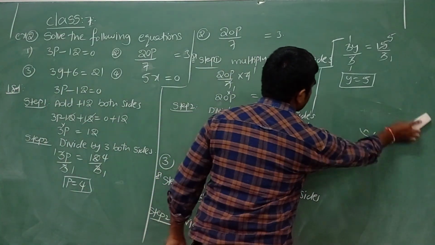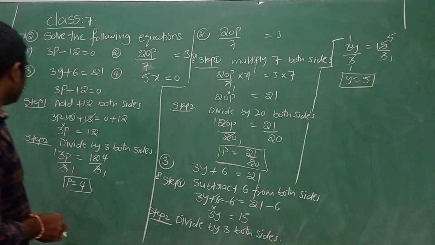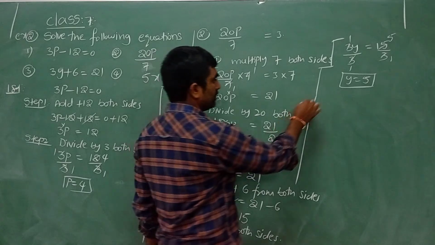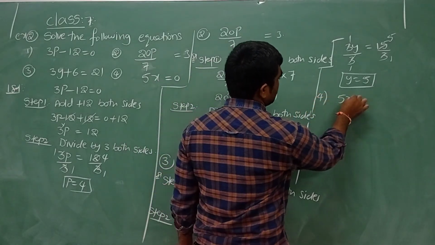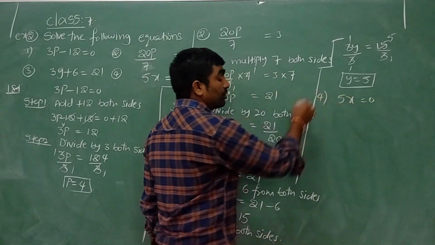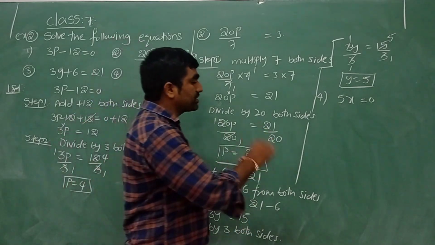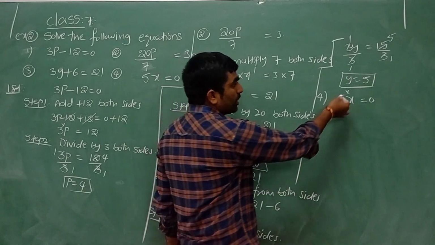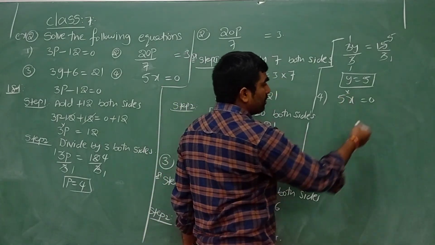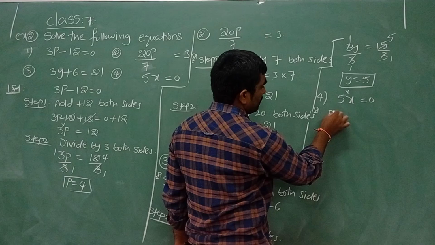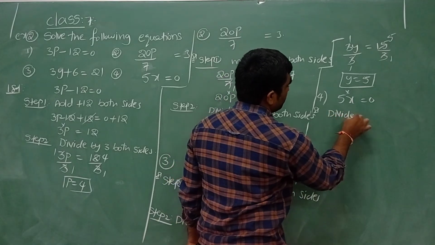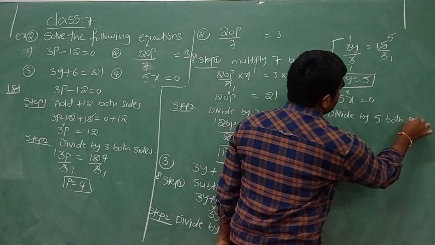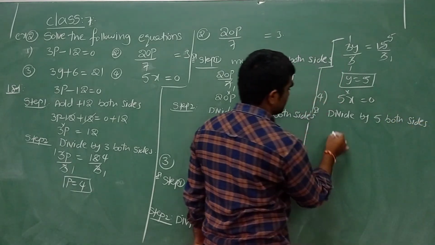Now let's see the last one, the fourth one. 5x is equal to 0. We have to find the x value. We have to make x separate; the into 5 is there. Then we can remove that into 5. So how can I remove the into 5? By dividing the same number on both sides. Now let me write here: divide by 5 on both the sides, both LHS and RHS.